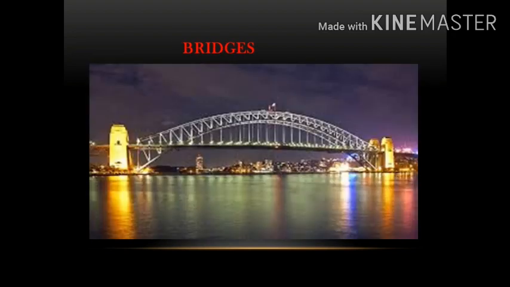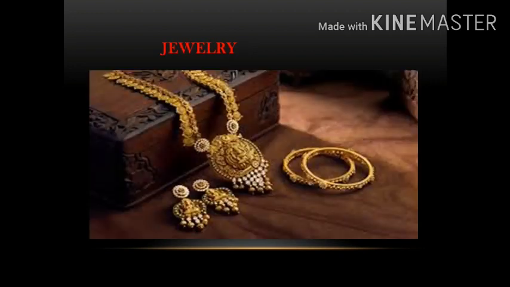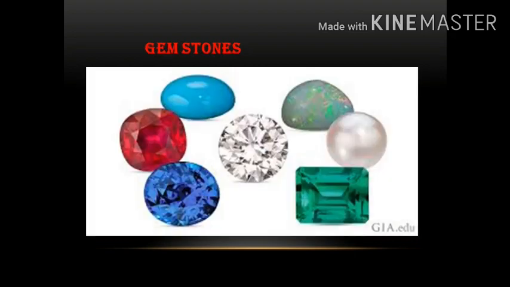Bridges. Batteries also contain metals in it. Jewelries, gold, platinum, silver. Even precious gemstones are having metals present in it. So from what are we getting these metals?